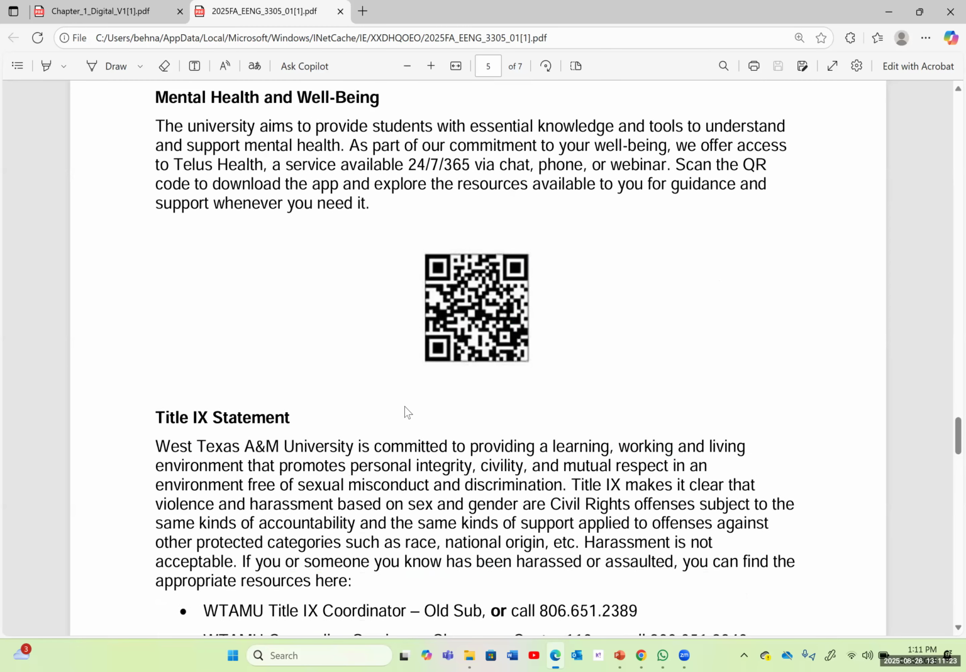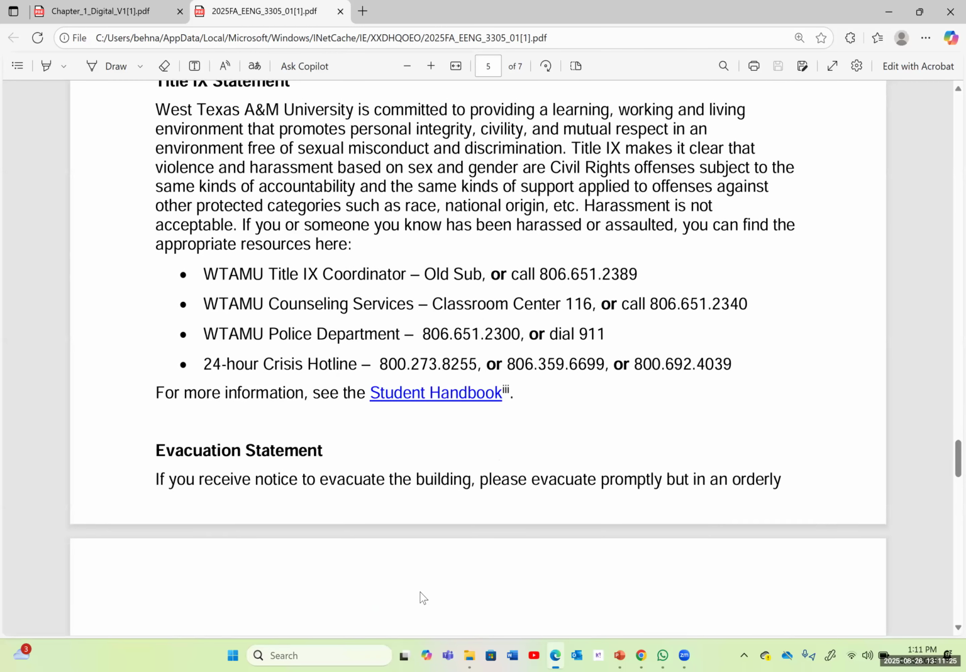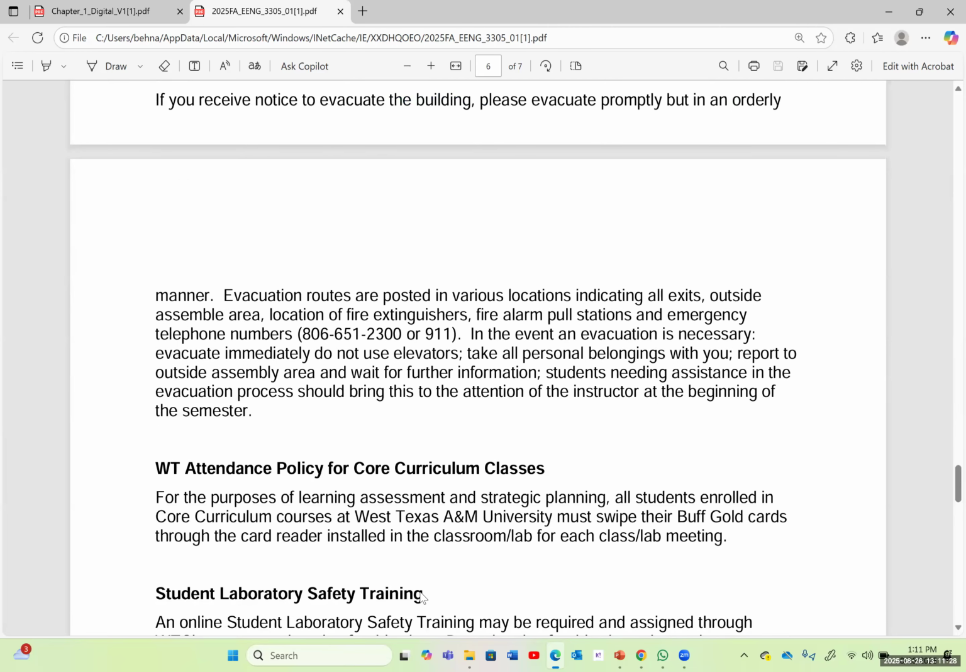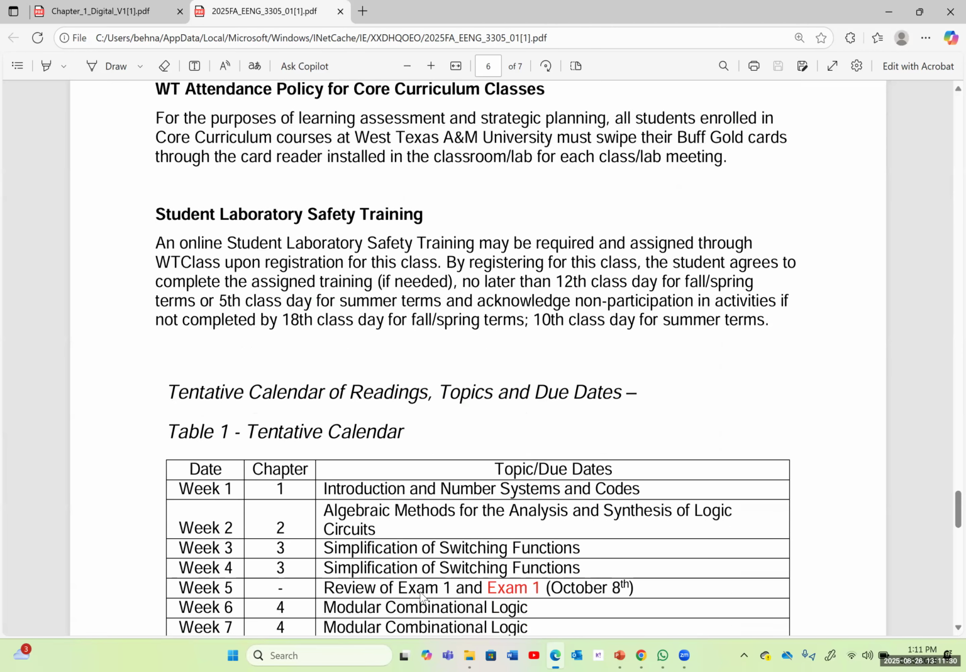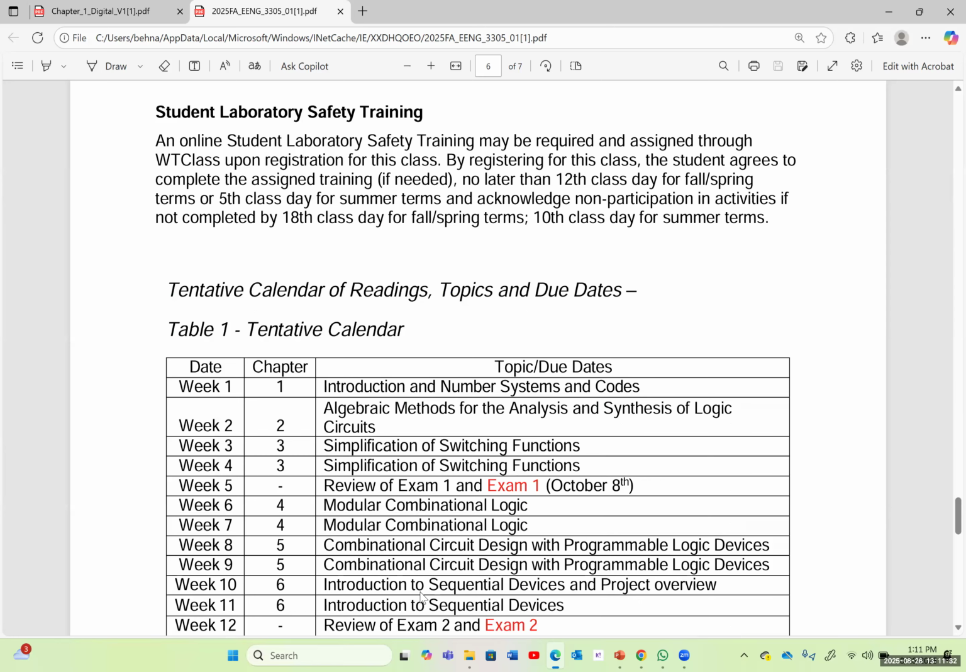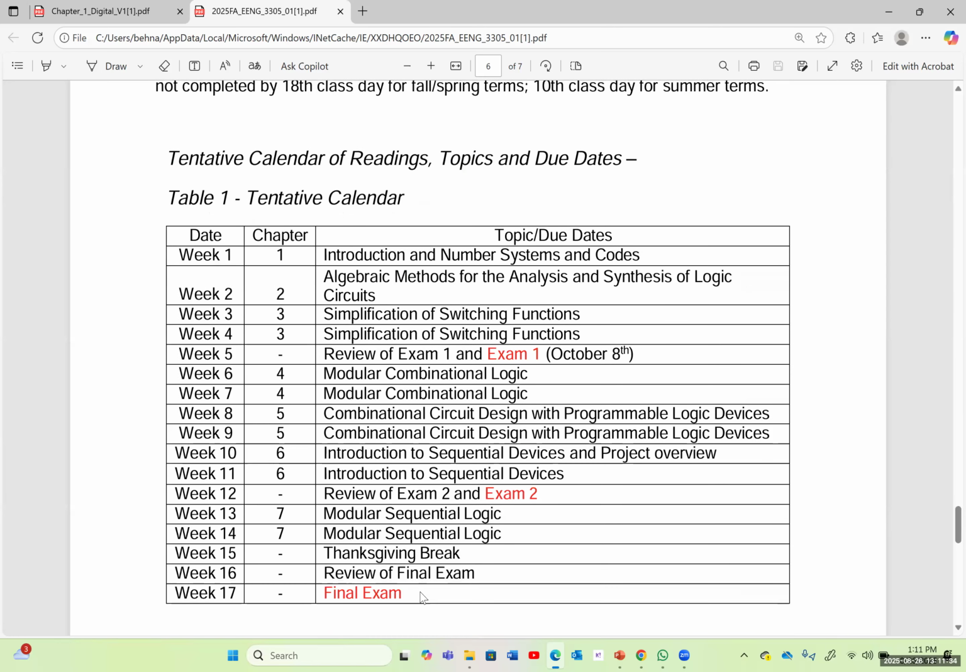And we have the different statements here. Please go through them. I think you already have read these in your other classes. This is common between all your other classes as well.